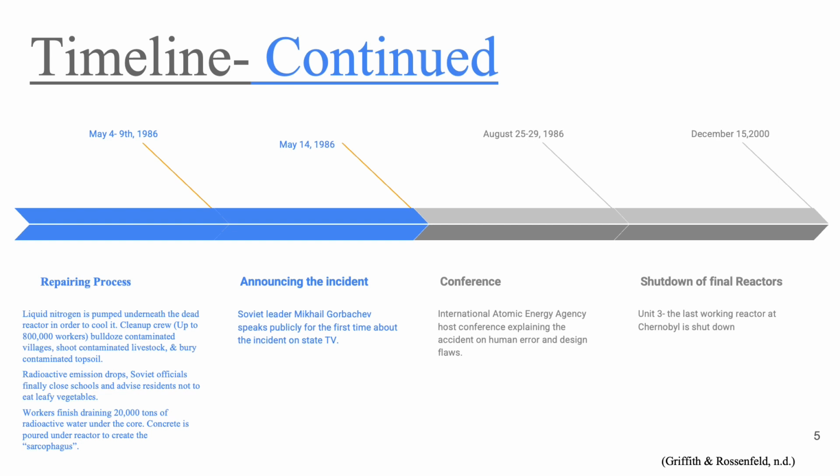On May 14th, the announcement of this tragedy is officially made on state TV by a Soviet leader. In August, there is a conference hosted by the International Atomic Energy Agency that explains the accident as a human error and design flaw. And finally, on December 15th, 2000, the shutdown of the final reactors occurs.